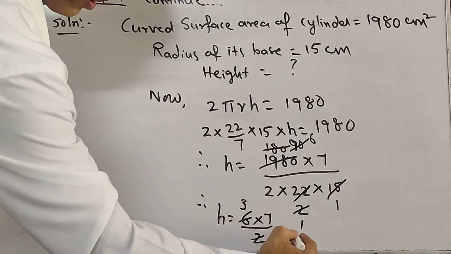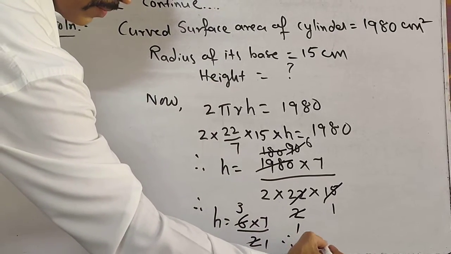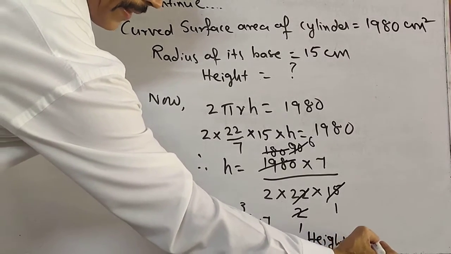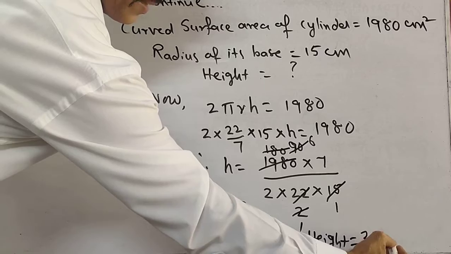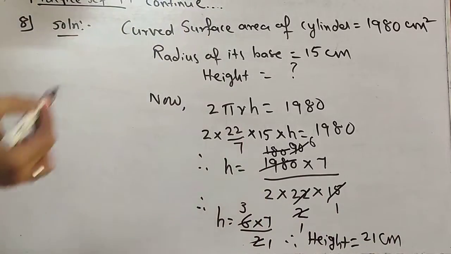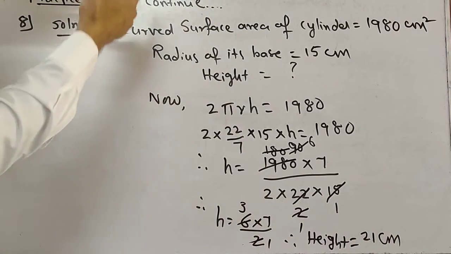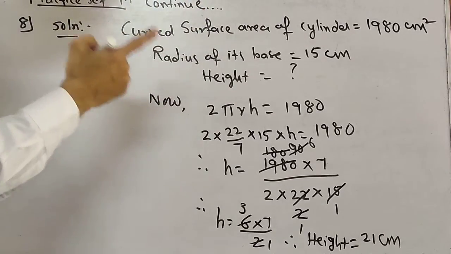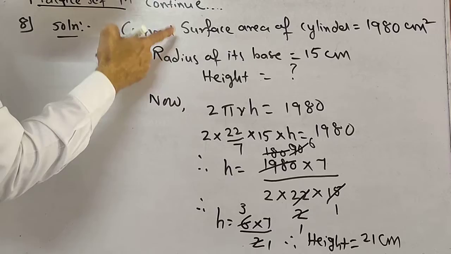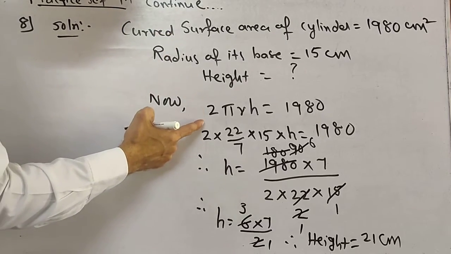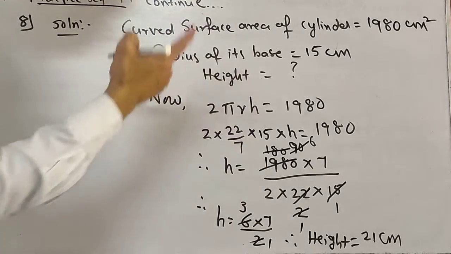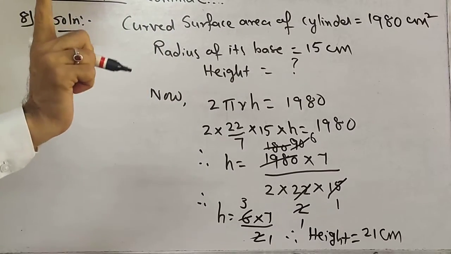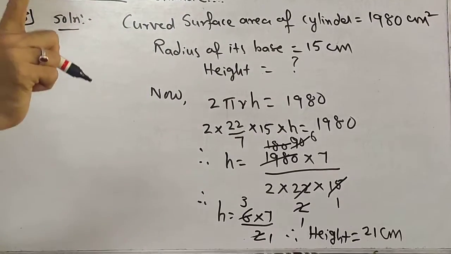So therefore height is equal to 21 centimeters. See, very easily you got the answer, the height. So curved surface area is given, 1980. So the formula is 2 pi r h. So that formula only you will take. Take the curved surface area formula only. Don't take the total surface area formula. You have to take the curved surface area formula.